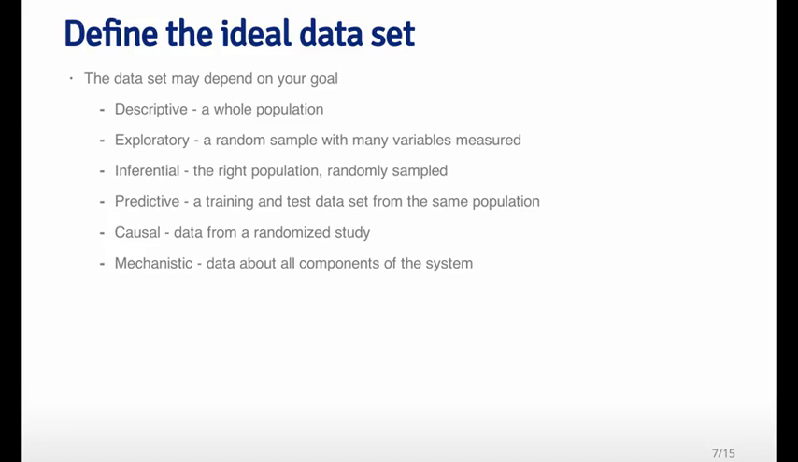If you want to make a causal statement, so you want to say, if I modify this component, then something else happens, you're going to need experimental data, and one type of experimental data is from something like a randomized trial or a randomized study. And if you want to make mechanistic types of statements, you need data about all the different components of the system that you're trying to describe.